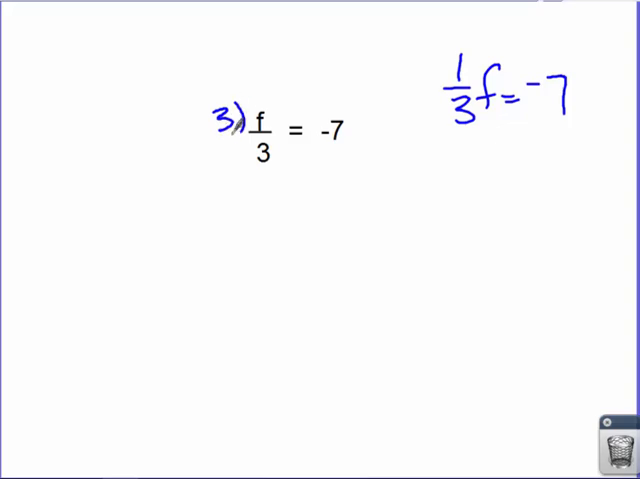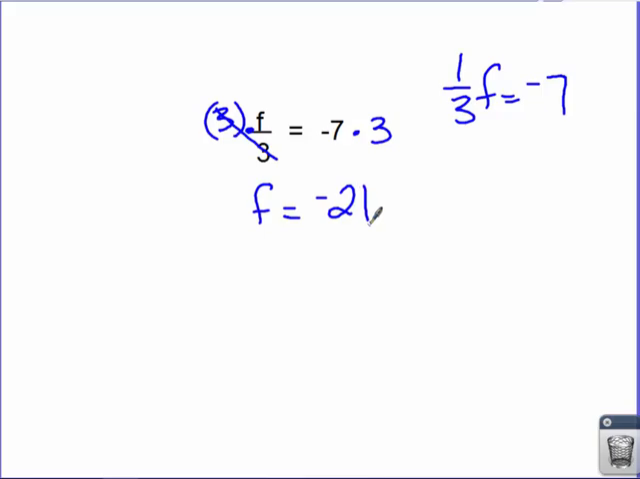So I put a 3 up here on the top, which is a multiply by 3. Here I had a 3 on the bottom, so I put a 3 up beside the f in order to get rid of it. If I multiply this by 3, I've got to multiply the other side by 3. Now the 3 on top and the 3 on bottom divide out and become a 1, and we're left with f, or 1f, equals negative 7 times 3, which gives us negative 21.